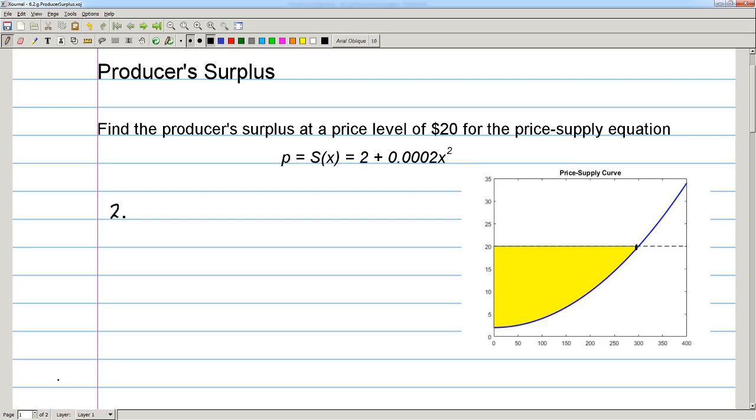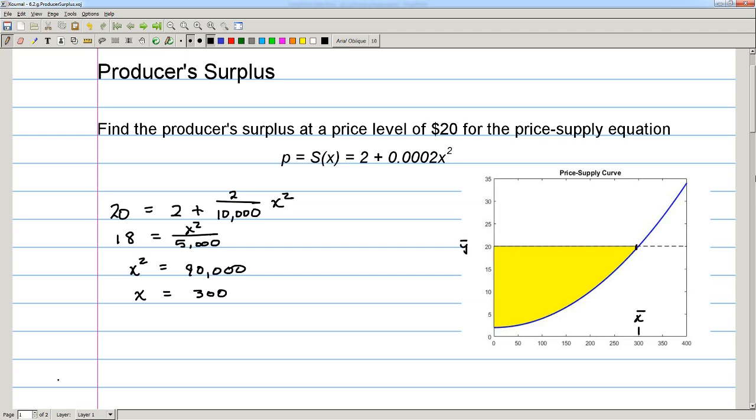So we'll set P equal to 20, and that's going to equal 2 plus 2 10,000ths x squared. Now let's do some simplifications. Let's subtract 2 from both sides. 18 is going to be 1 over 5,000 x squared, just reducing. Multiply both sides by 5,000. So we have x squared is equal to 5 times 18, which is 90,000. And taking the square root of both sides, x is equal to 300. So x bar is 300 and P bar is 20.